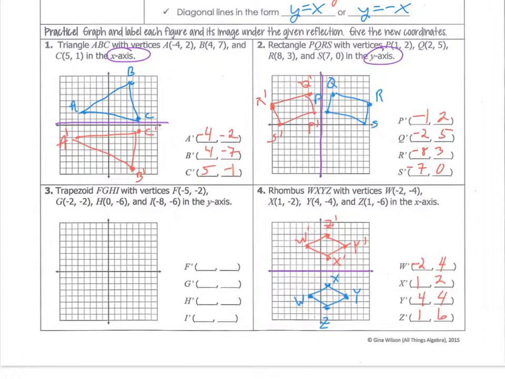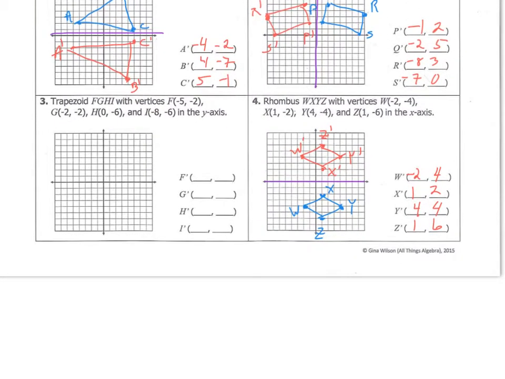So this time when we reflect over the y-axis, what do you notice is happening to the x values? The x value signs changed, the y values stay the same. So when we reflect over the y-axis, y stays the same, x changes signs. When you reflect over the x-axis, x stays the same, y changes the signs. Okay? That's just a good check. All right, so we're going to skip 3.